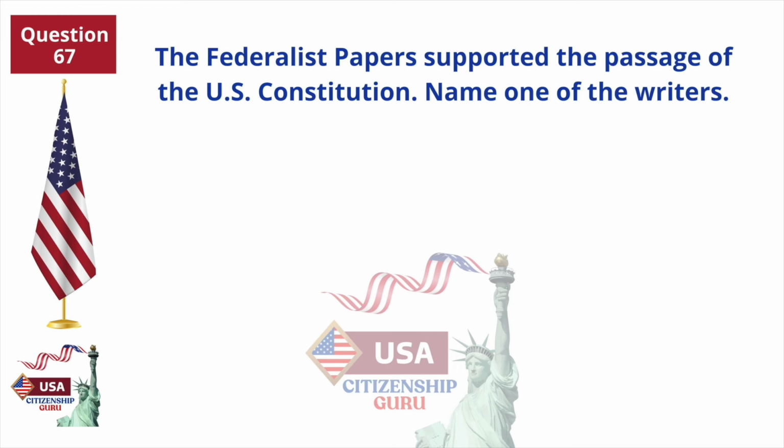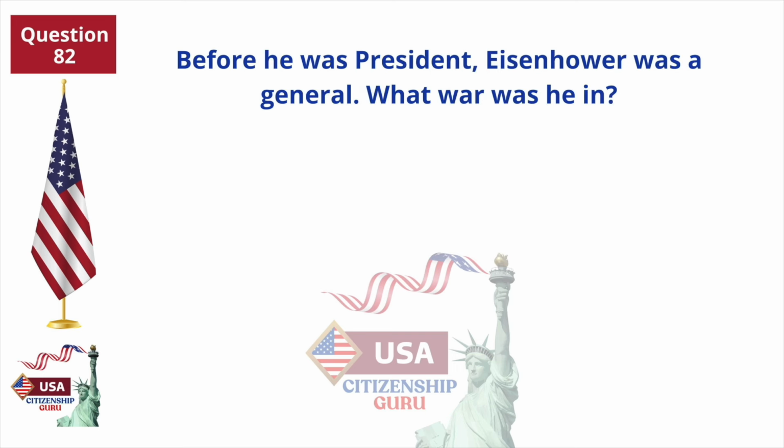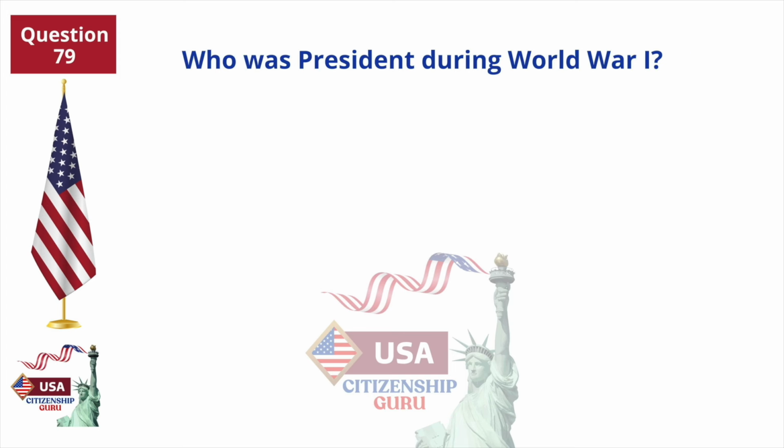The Federalist Papers supported the passage of the U.S. Constitution. Name one of the writers. James Madison. Before he was president, Eisenhower was a general. What war was he in? World War II. Who was president during World War I? Woodrow Wilson.